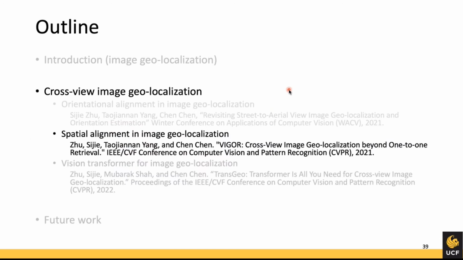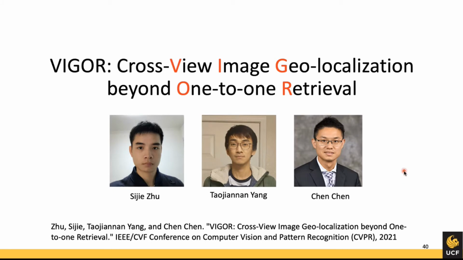Okay, so the second work, we are studying the issue of spatial alignment in image geolocalization. And this work is published in CVPR 2021. And we named this method and the dataset called VIGOR. Okay.